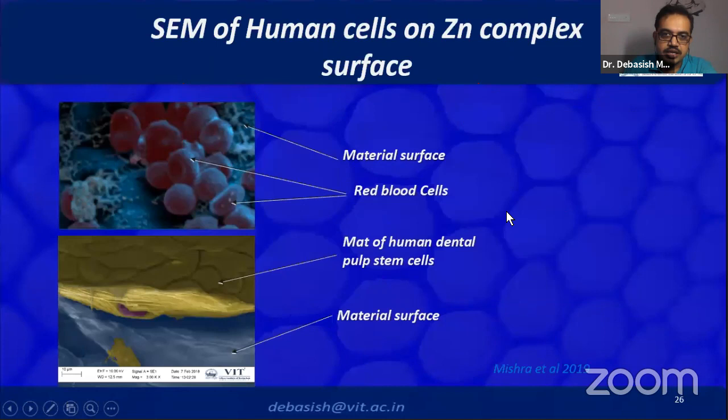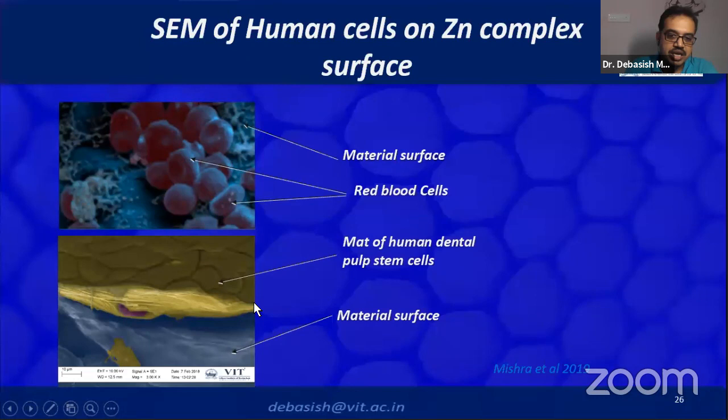Now, normally antimicrobial polymers are toxic to human cells. And the most sensitive human cell is your RBC, because it has a very delicate membrane, and a subtle change of pH and charges around will burst it. We tried to see how the surface works. And you see the RBCs seem really very healthy. These are the plasma proteins. This is a pseudo-colored scanning electron microscopy image of the RBCs on the zinc complex surfaces.